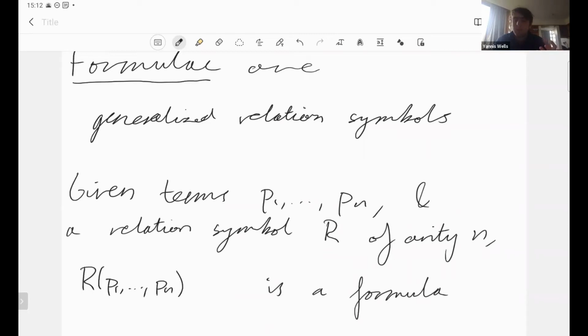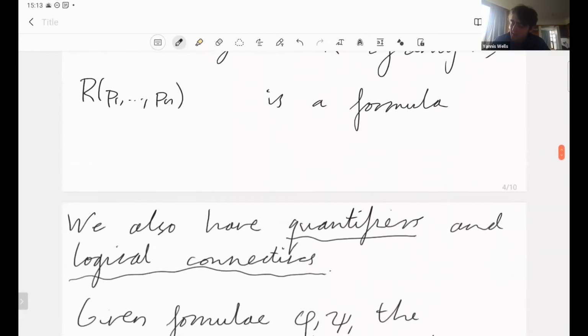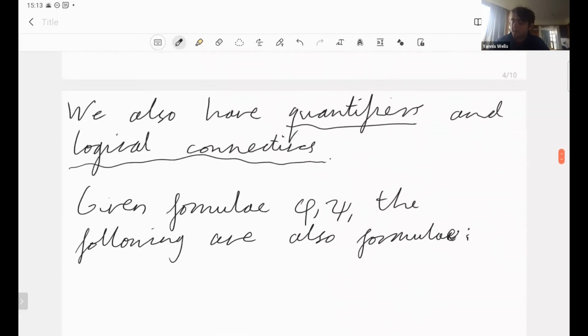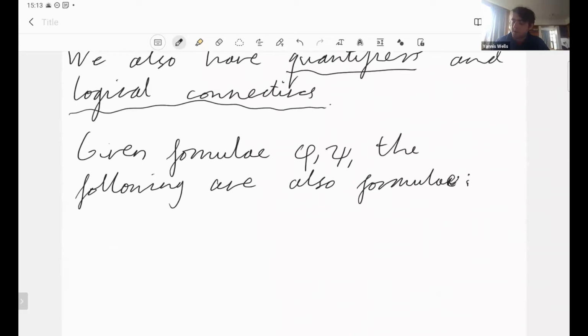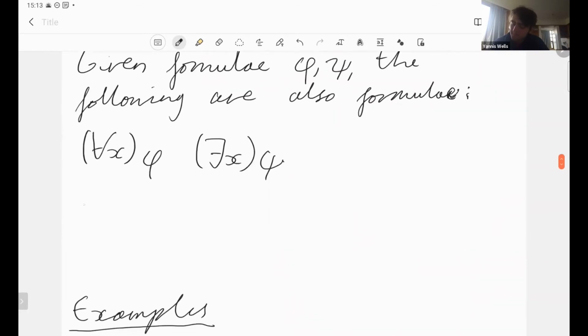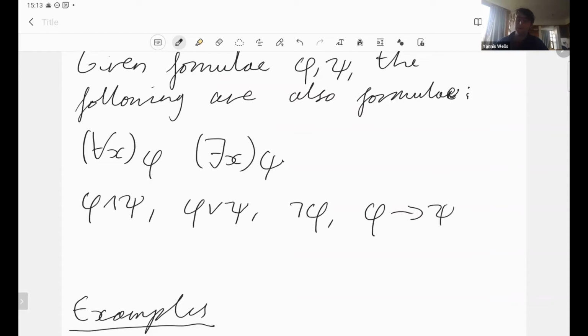Again, we still can't talk about so many things because we're not letting ourselves quantify anything yet, and we're not letting us do implication and whatever. So here we introduce quantifiers and logical connectives. Given formulae phi and psi, we also have formulae: for all x phi, there exists an x psi, phi and psi, phi or psi, not phi, and phi implies psi. And this is just an inductive definition.